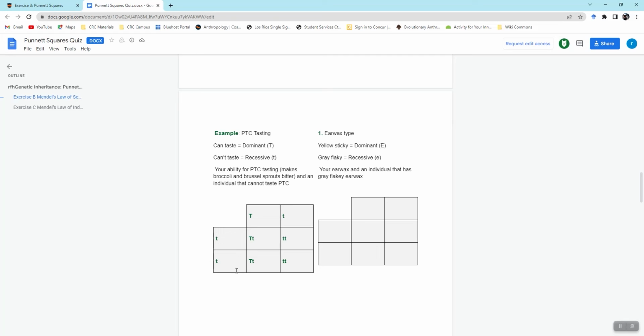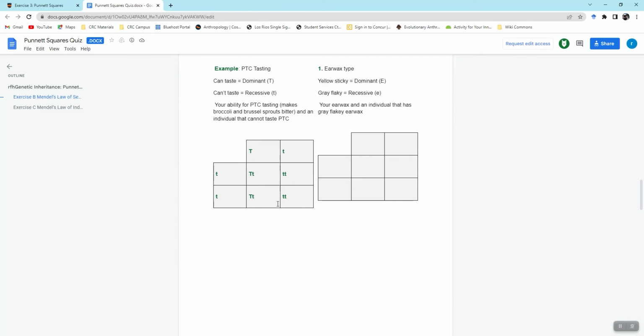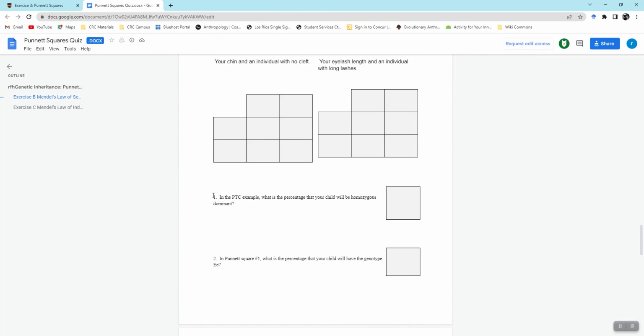In the quick exam, now the PTC tasting, admittedly, we're not in class to do this experiment, but basically what it is, it's the ability to taste bitterness in broccoli and Brussels sprouts. So the Punnett squares were filled in for you, and the question that was asked in the PTC example was, what is the percentage that your child would be homozygous dominant, right? Okay, so let's address a few things.